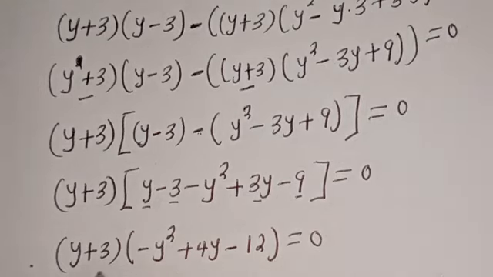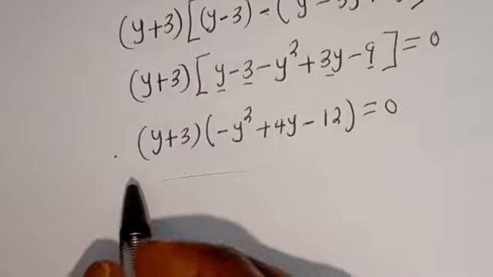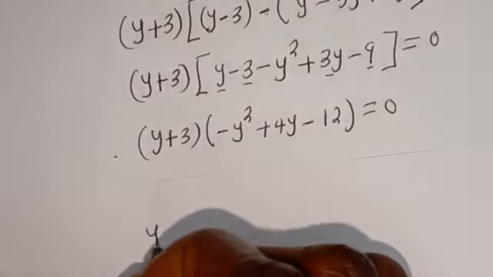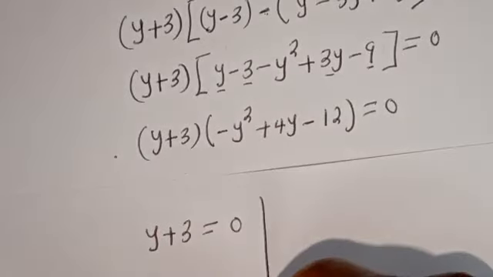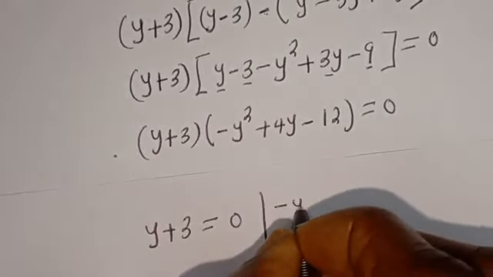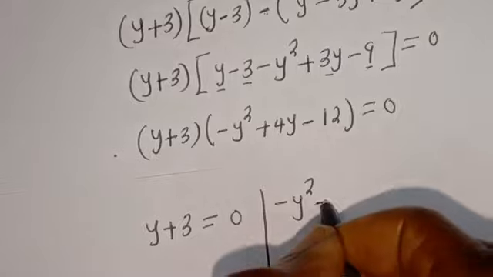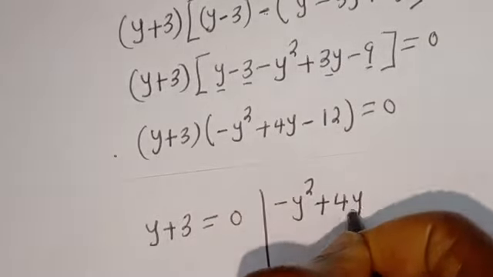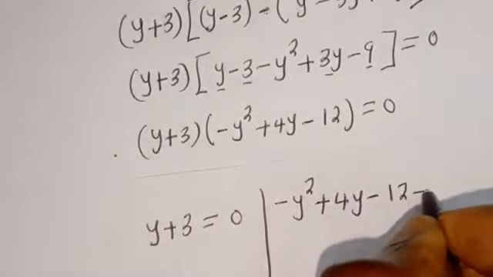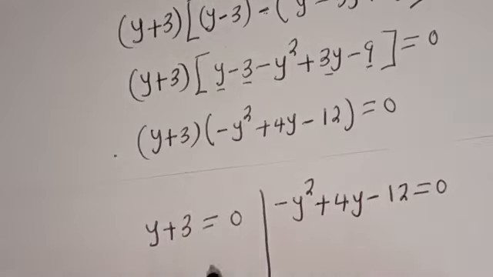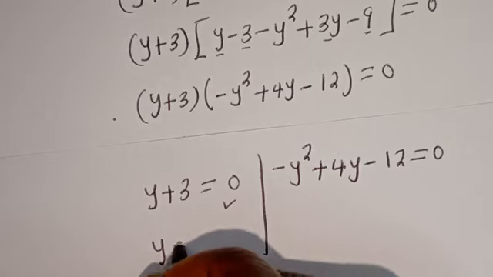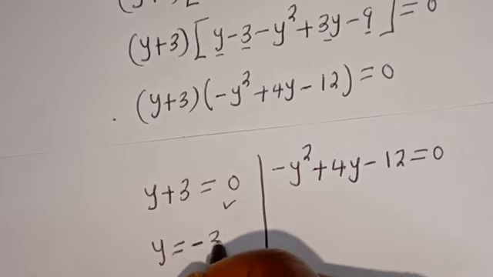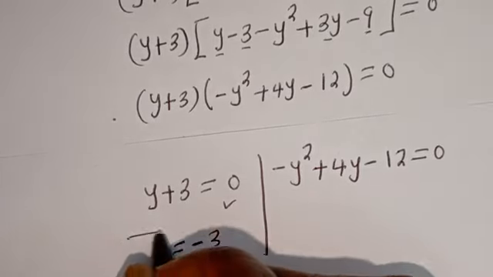There are two cases here. The first case is y plus 3 is equal to 0. And the second case is minus y squared plus 4y minus 12 is equal to 0. Now from the first case, y is equal to minus 3. We can call this y1.